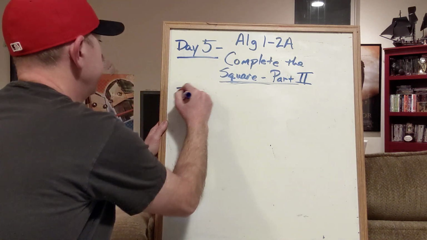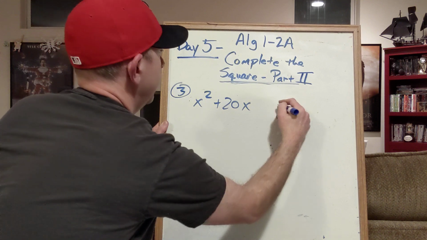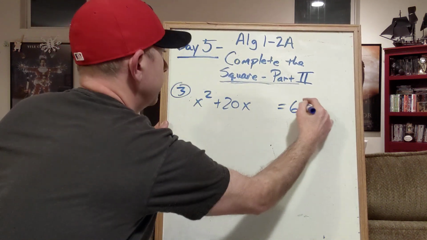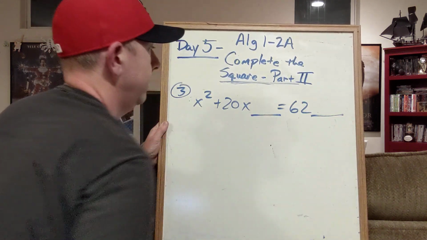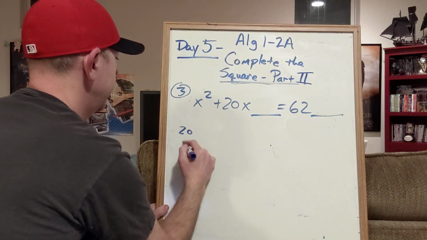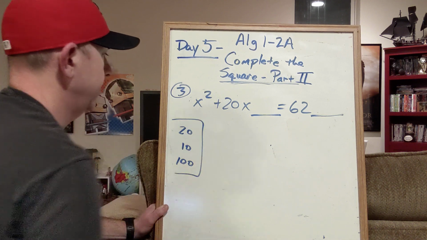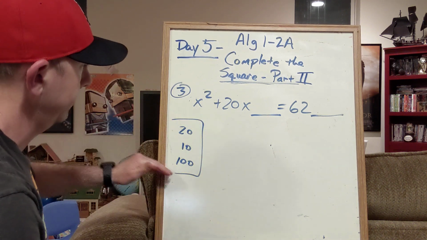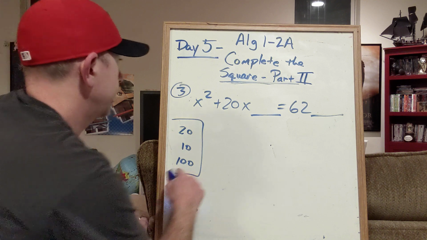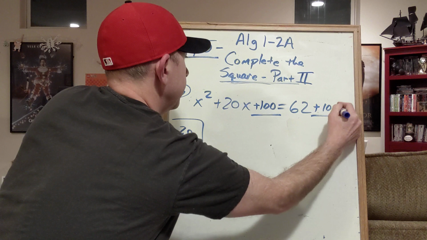Number 3, x squared plus 20x equals 62. So we're going to fill in the blanks this time. This one's set up perfect. So b is 20. We take half. Now 10 squared is 100. So there's my 3 amigos. Again, that's b, take half, and square it. So the 100 is going to go here and here.